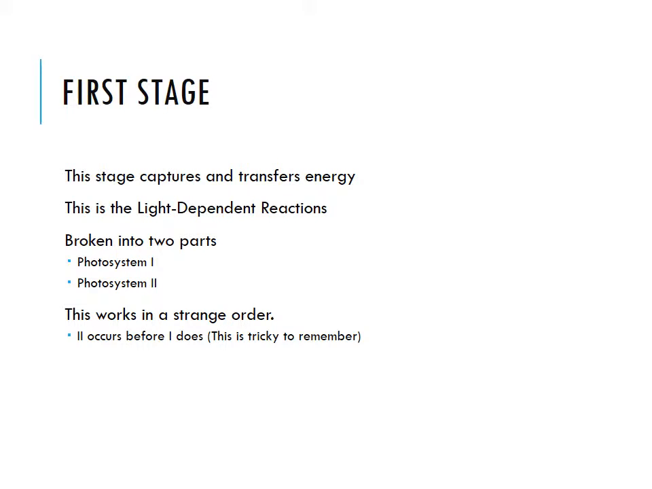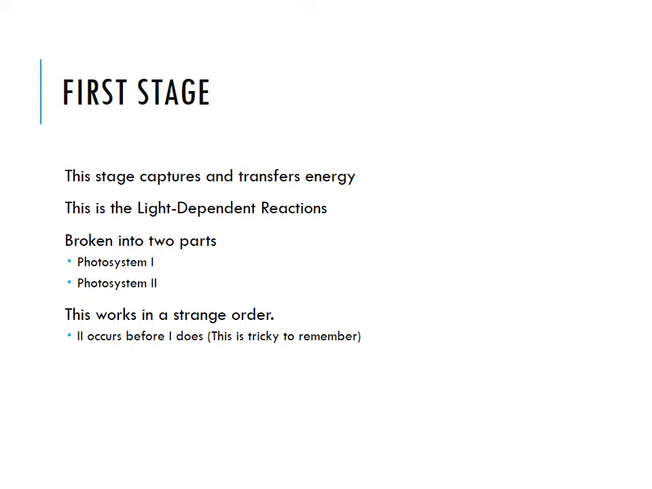So the first stage of photosynthesis is what we talked about earlier. It's called a light-dependent reaction. Now, this sounds really dumb. It's broken down into two parts, which we call photosystem 1 and photosystem 2. But don't get too excited. No. We got to make this super confusing. So for some reason, photosystem 2 actually takes place before photosystem 1 does. And I know that seems weird.